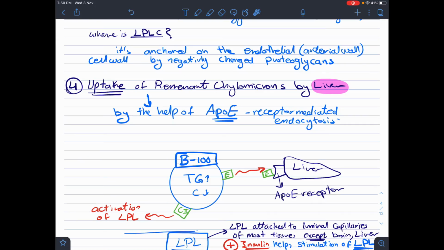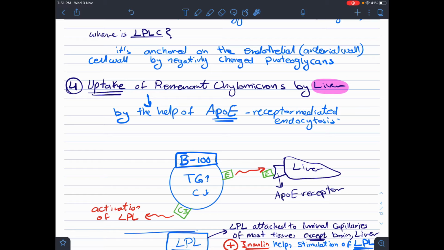Now, after we broke down the triacylglyceride inside the chylomicron, the liver is going to take up this remnant chylomicron. So the question is: is the liver going to take up the nascent chylomicron, the mature chylomicron, or the remnant chylomicron?